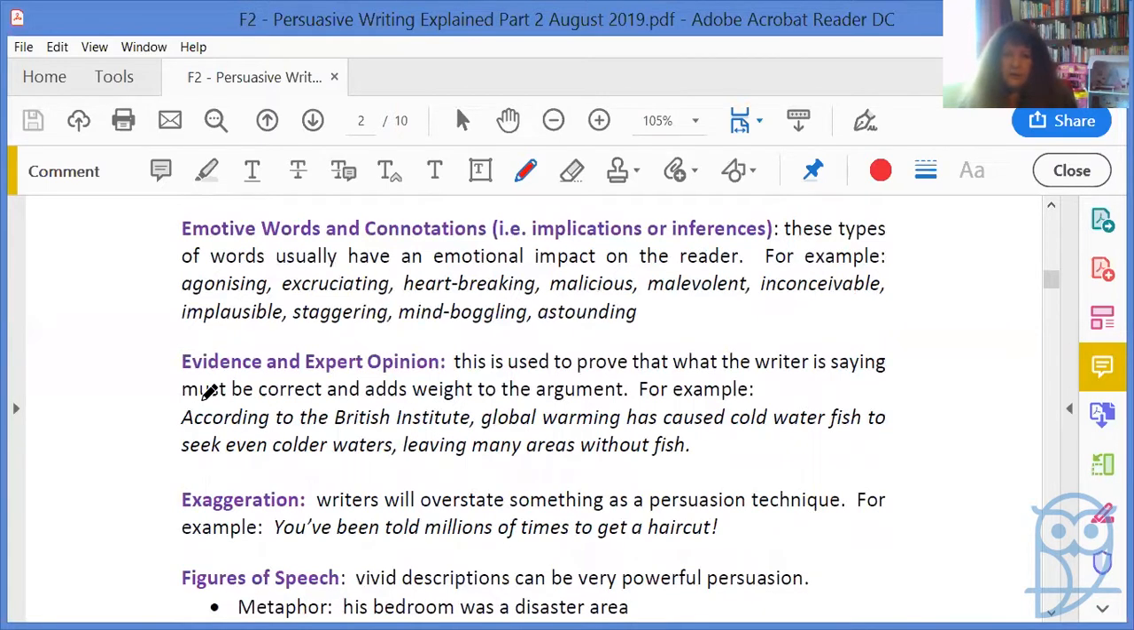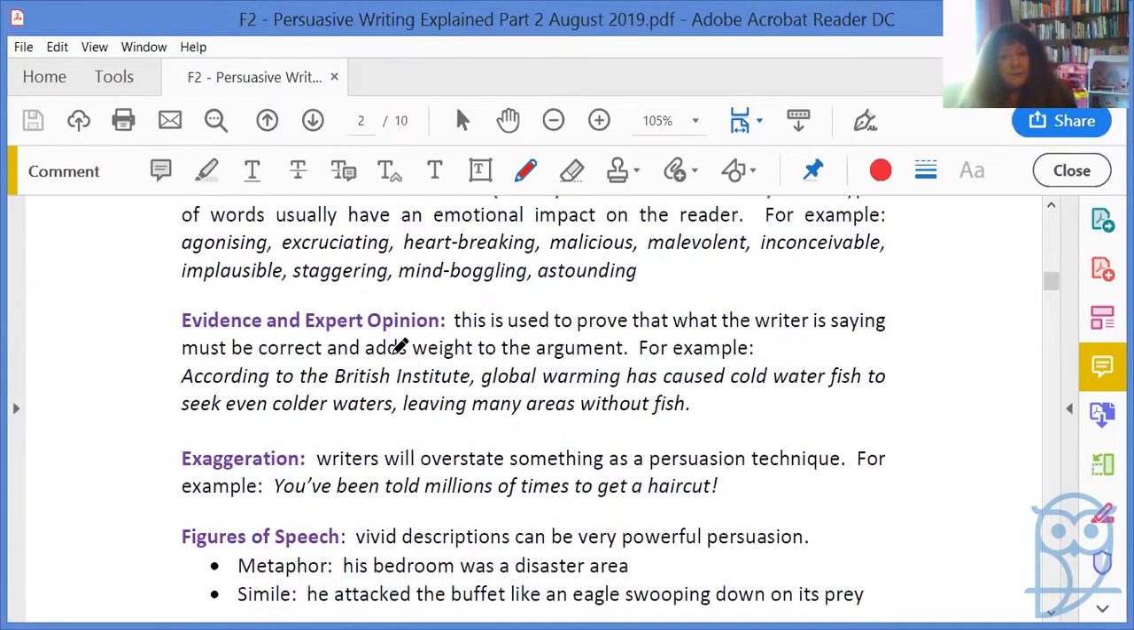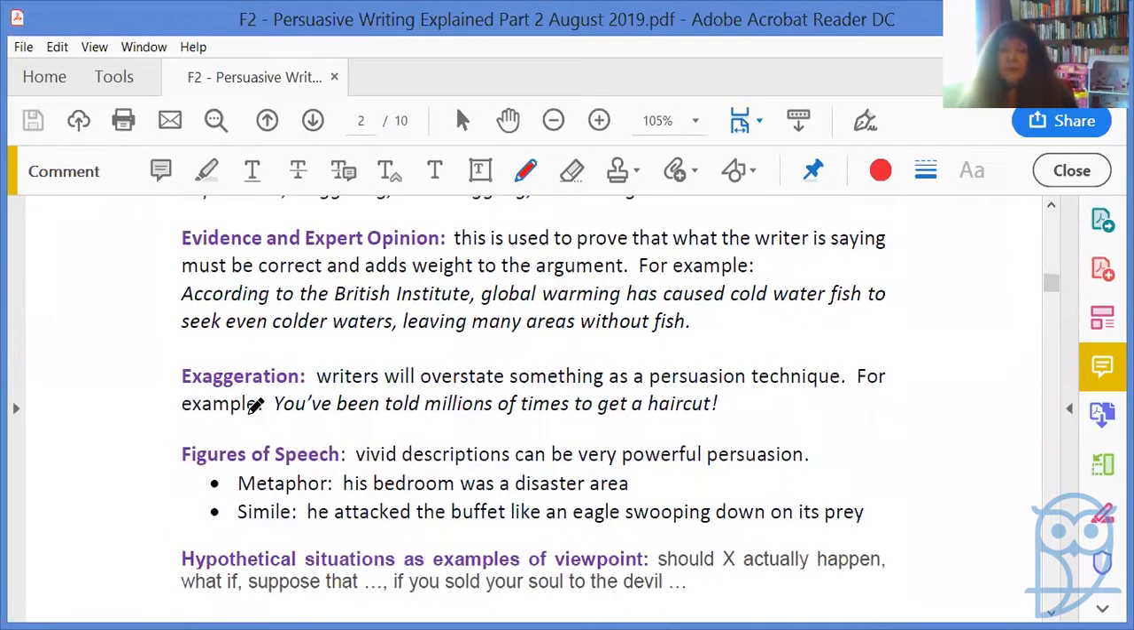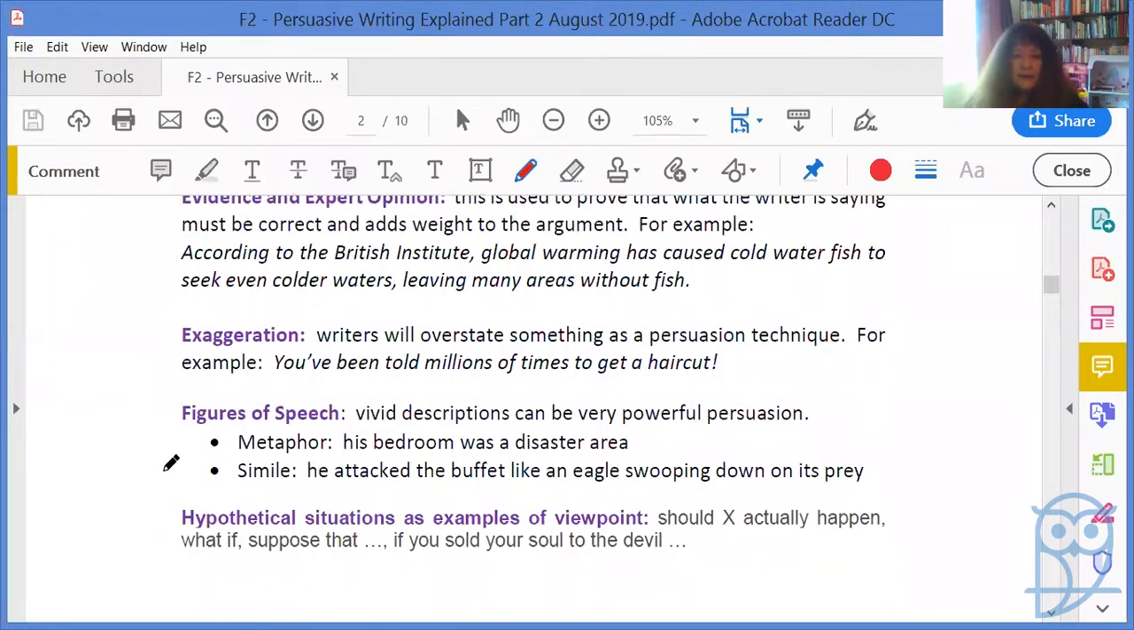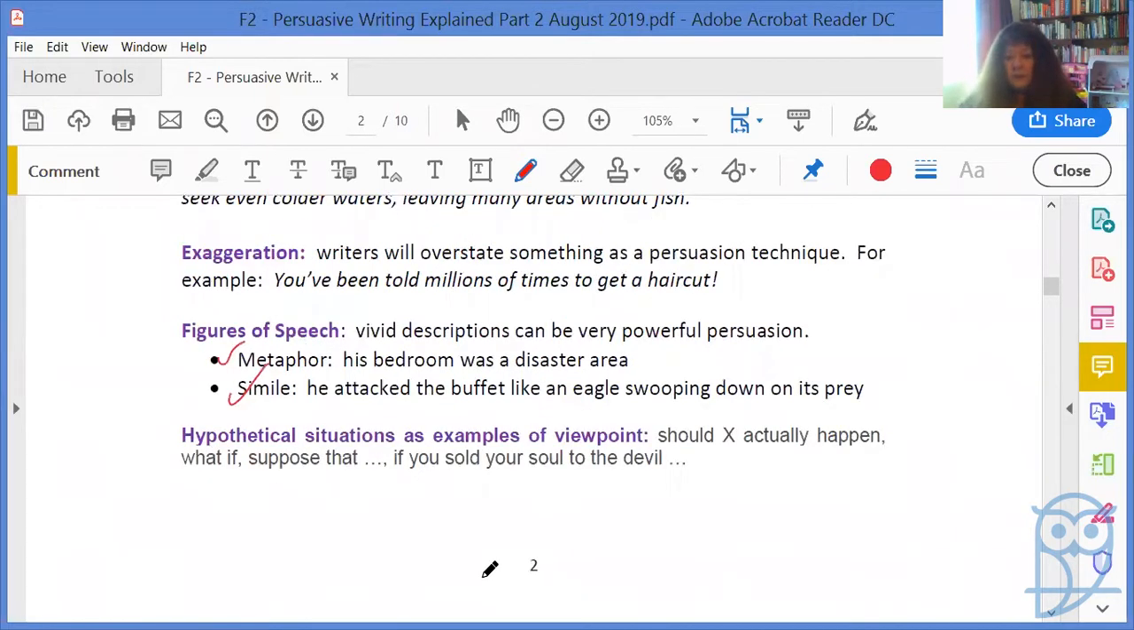Now, here's your logic-y part coming in: evidence and expert opinion. You need that to convince some people. Exaggeration, when someone overstates something. That's what you need to do sometimes. Every essay you have should have figures of speech somewhere in them, like a metaphor or a simile. No matter what the type of writing, you bring that in, always looks good. Then there are hypothetical situations, which are things that might or could happen. What would happen if the moon fell down and hit the earth? Would that be the end of mankind?